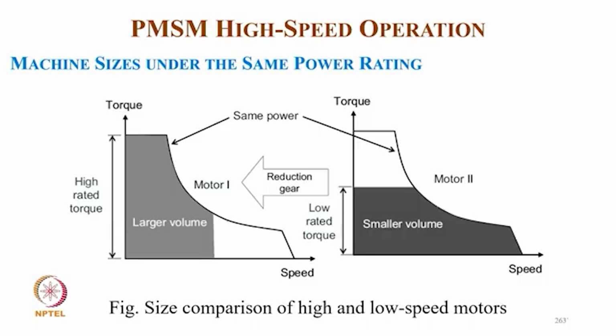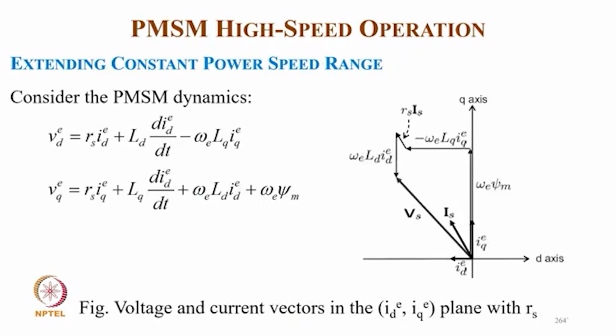Now coming to your PMSM high speed operation. Up to base speed we have a large volume motor, and then we have a motor with the same power but for high speed with the reduction of gear. The second case is the size comparison of high and low speed operation motors. Of course, high speed motors normally have a smaller volume, and low speed motors have a large volume because of this torque and power relation. Of course, we use gears there.